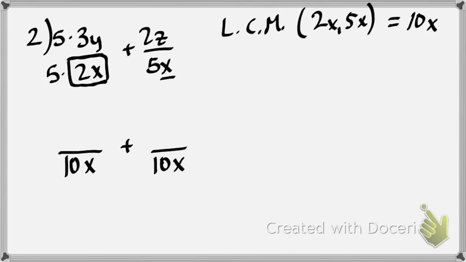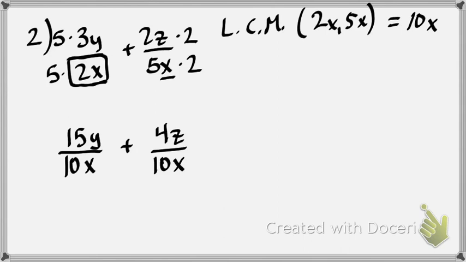And again, we have to multiply the top by 5 also, just like in the last example. And that would give us 15y. We will repeat that same process over here, and we're going to multiply them both by 2. And that would give us, the top would change to 4z.